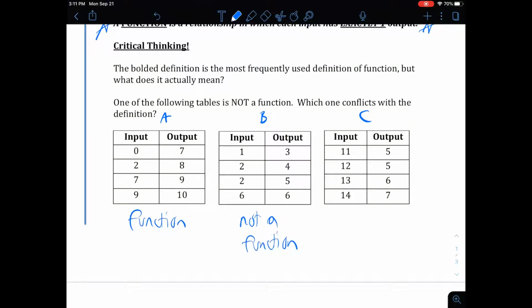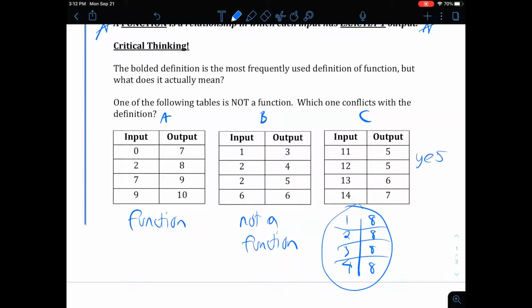And the last one, does each input have one output? We got 11, 12, 13, 14. Yep, 11 has 5, 12 has 5. Is it a problem that these 5s are repeating over here? What do you guys think? Actually, it is not a problem. And let me tell you why. As long as each input doesn't repeat and has one output, that's fine. You could actually have 1, 2, 3, 4 for a table and have 8, 8, 8, 8. That's totally fine. This is a function. Okay? But this one's going to be yes over here. Or function.